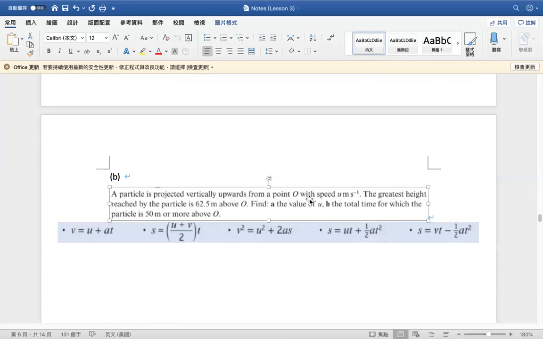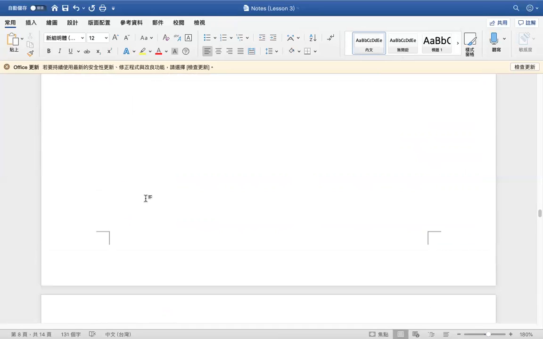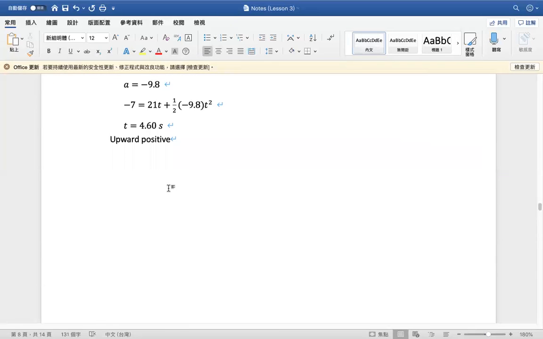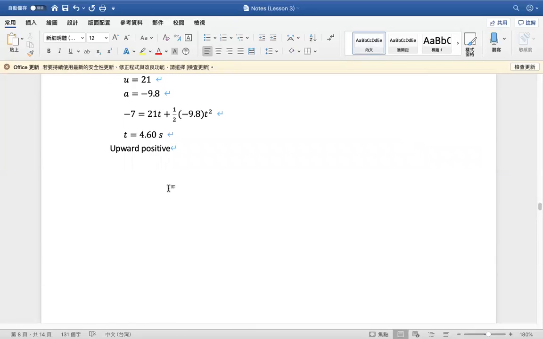Again, we have another problem. What if both answers from the quadratic are reasonable answers? You mean both are positive, right? Yeah.